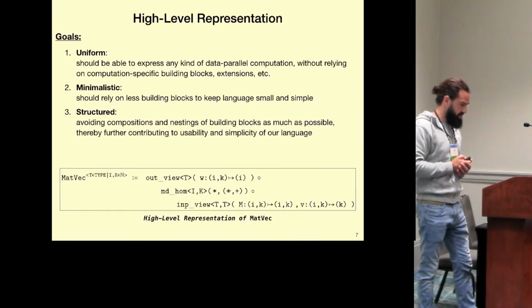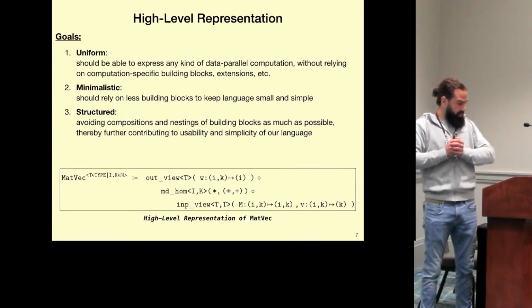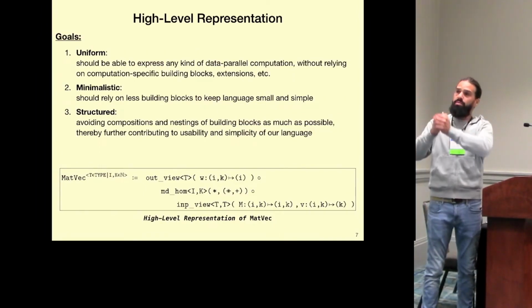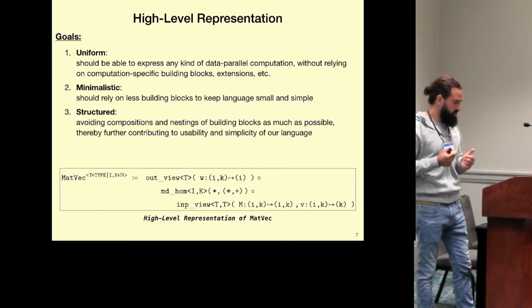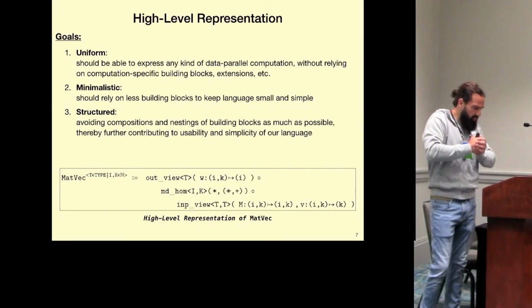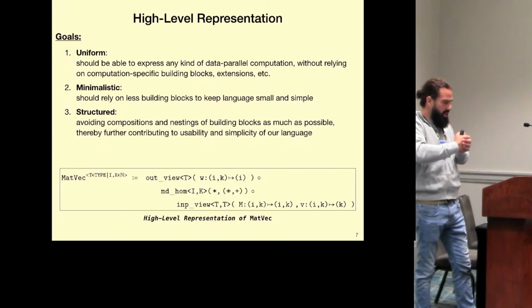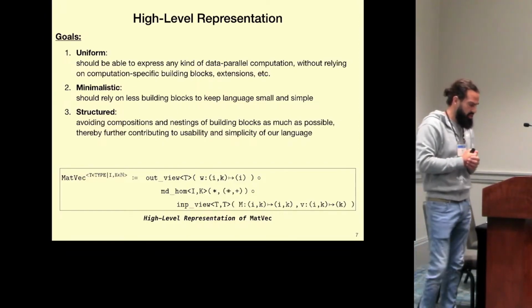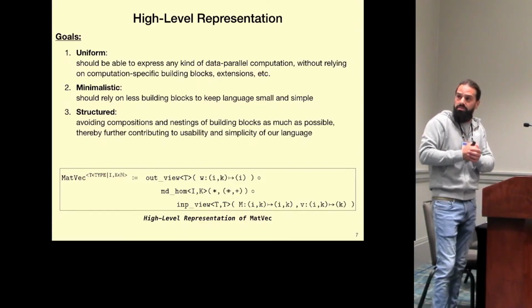But okay, let's start. Regarding our high-level representation, while we designed this representation, we had 3 major goals in mind. It should be uniform, minimalistic, and structured. So what does it mean? With uniform, we mean our representation should be able to express any kind of data-parallel computation without relying on any computation-specific building blocks.